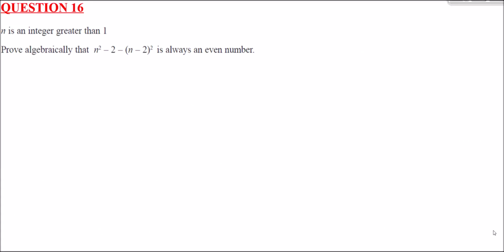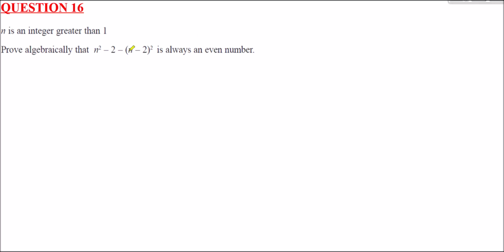Question 16 is an algebraic proof. So we're told that n is an integer, which just means a whole number, which could be negative, but we're also told it's greater than 1. So in other words, n is just a whole number. So we have to prove algebraically that n squared minus 2 minus all of this in brackets squared is always an even number. So if it's an even number, it means it just needs to be a multiple of 2. So we need to prove that this is 2 multiplied by something.